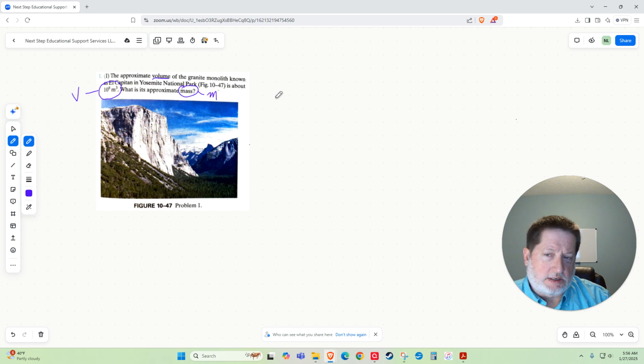One of the earlier topics in this chapter is the concept of density. That equation is given as density is mass per unit volume. That is the definition of density. Now, since they're asking us for mass and they've given us volume, it seems like a glaring omission here that we're missing the density. But if you read the problem carefully, it does tell us that we are working with granite.